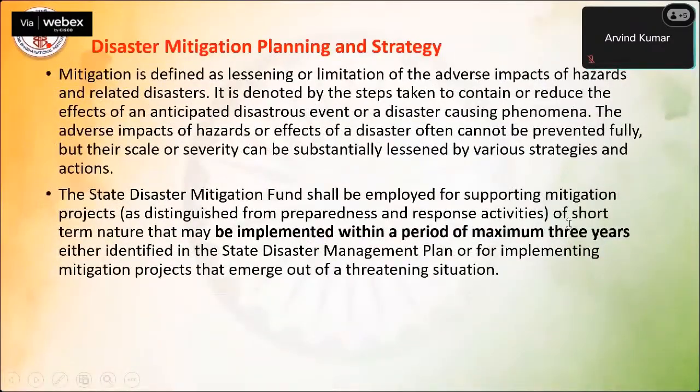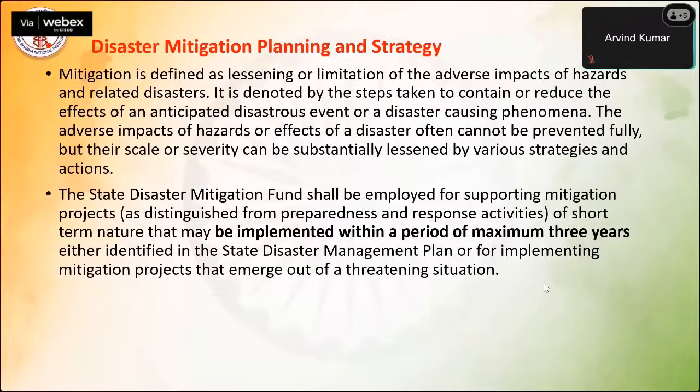Okay, disaster mitigation planning and strategy. Mitigation is already known. It is reducing the effect of disaster-related damage or losses, which can be done before disaster and during disaster. The state mitigation fund shall be employed. Now, these are the two. The state disaster mitigation fund shall be employed for supporting mitigation projects.